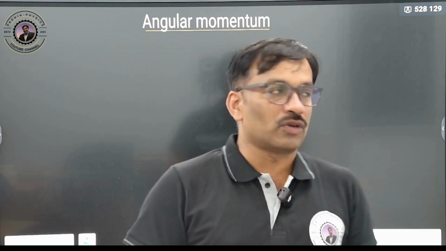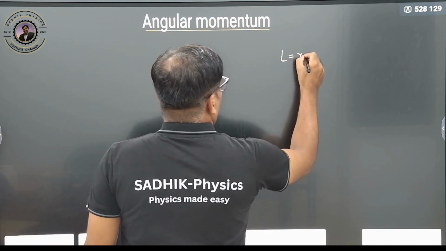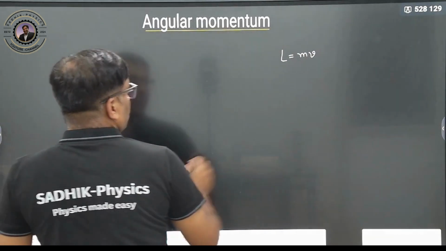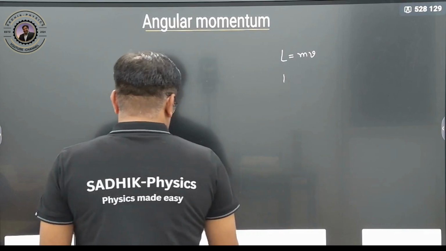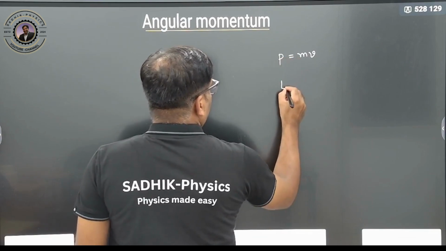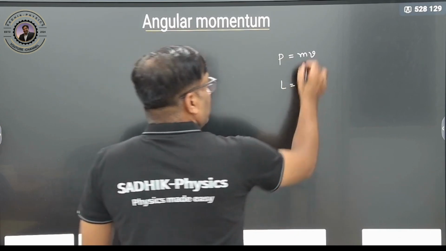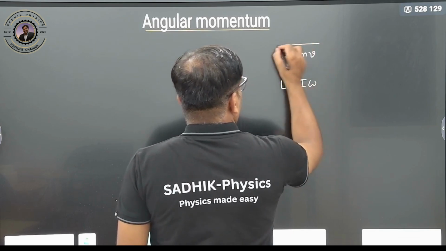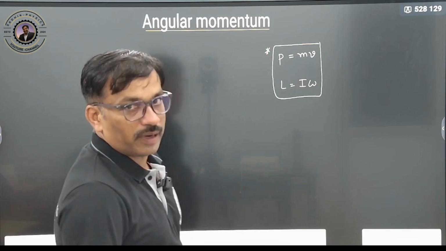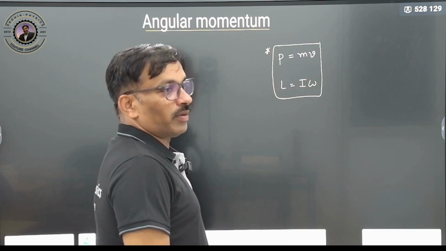The same. Linear momentum, which we already studied, is mass into velocity, denoted as P. Similarly, angular momentum is denoted as L, where instead of mass we have moment of inertia, and instead of velocity, angular velocity. Clear? In this way we can define angular momentum, comparing linear momentum and angular momentum.